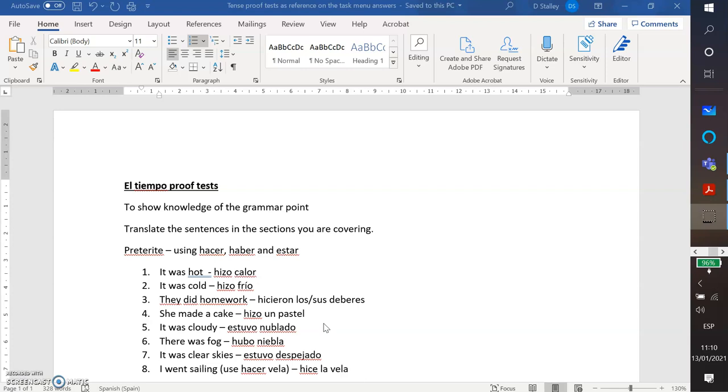So remember, we're using the preterite tense for this. Now, I would say that quite generally we use the imperfect tense for when we're doing weather, but obviously here we're practicing using hacer in the preterite tense. So it was hot. Hacer is an irregular verb, so it goes to hizo, so hizo calor. It was cold. Hacer again is an irregular verb, so hizo frío.